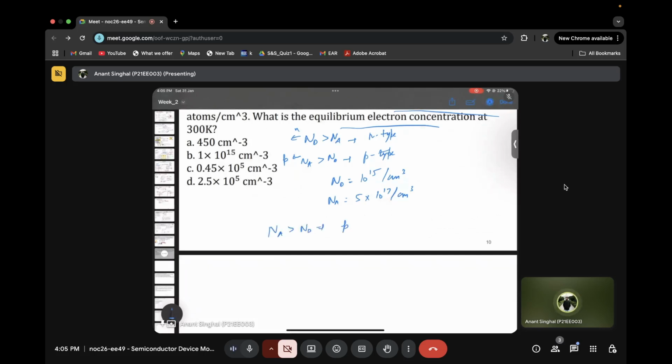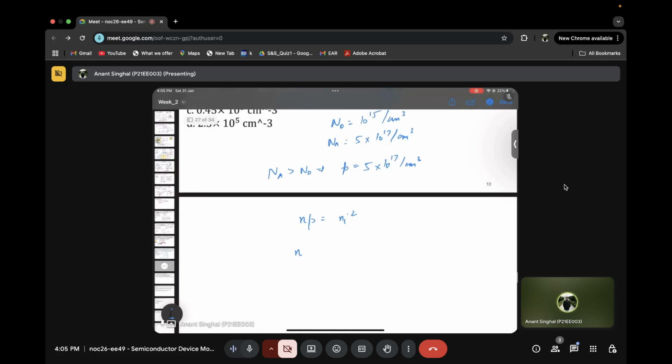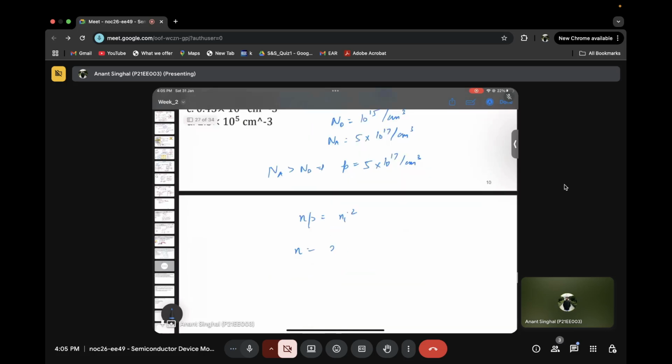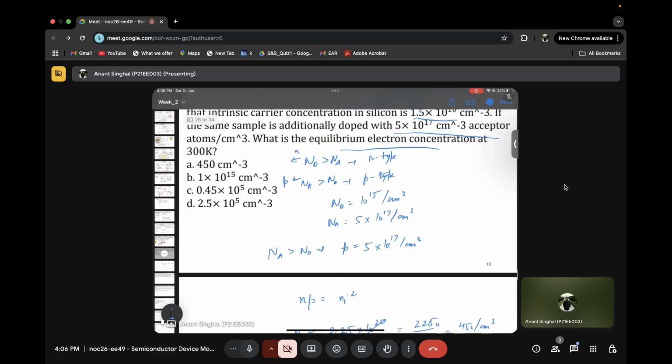So if it is a p-type semiconductor, we can directly write the value of p would be this, right? And n we can calculate using the mass action law because n is the minority carrier. So it would be ni squared, ni is given, 2.25 times 10 to the 20, divided by 5 times 10 to the 17. This should come out to be 450 per centimeter cube, which is option A.